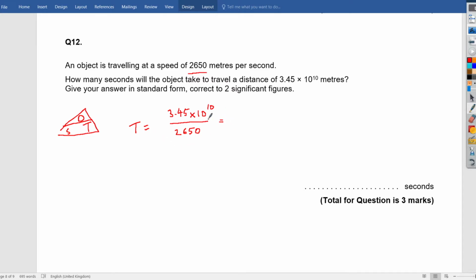and you'll get an answer on your calculator, which will be 13,018,867 and 0.92, etc. But we just wanted to see significant figures, so before we do anything, let's just count 1, 2, 3, comma, 1, 2, 3, comma. So that's to the nearest million. So this is approximately equal to 13 million.